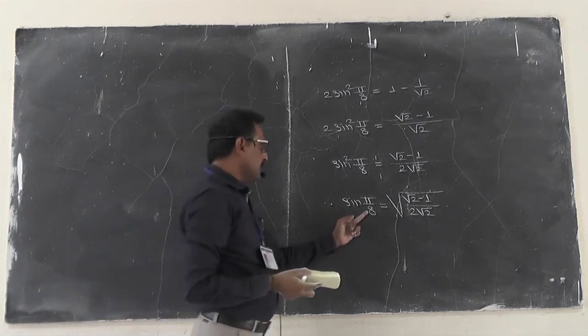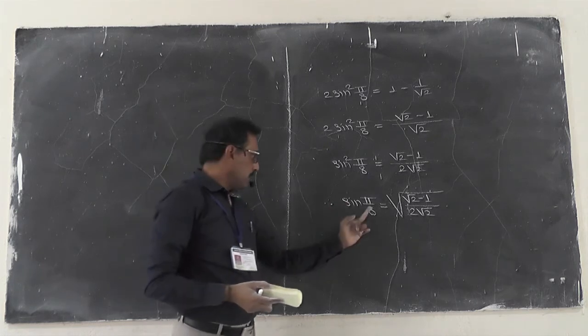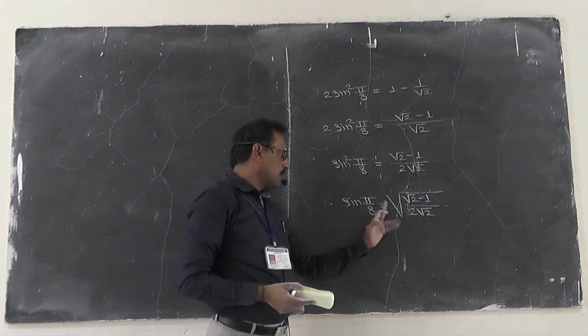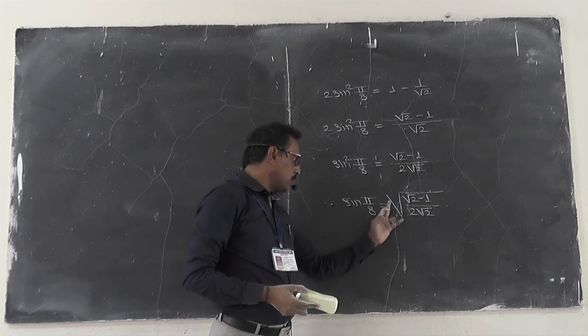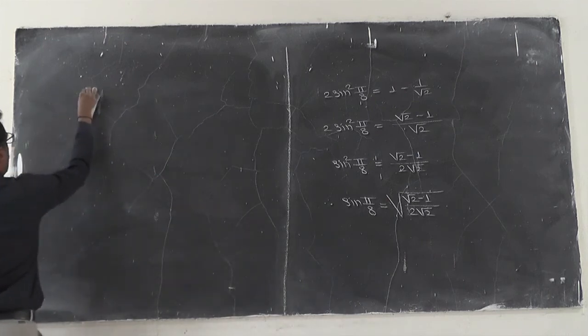This pi by 8 means it is in which quadrant? It is in the first quadrant, and in the first quadrant sign is positive. So after taking the square root, I have not taken both signs, plus or minus. The answer is just plus here. This is the value of sin pi by 8. Now we want the second value.